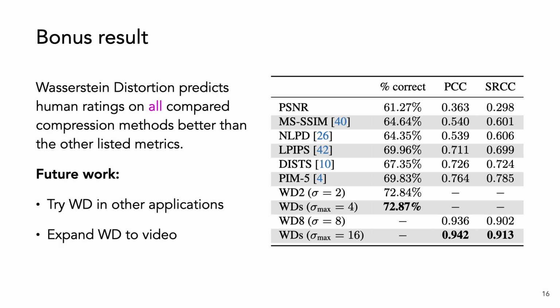We observed also that Wasserstein distortion is extremely good at predicting human ratings on all compression methods we compared. In future work, we would like to find additional applications of Wasserstein distortion and also expand it to video.